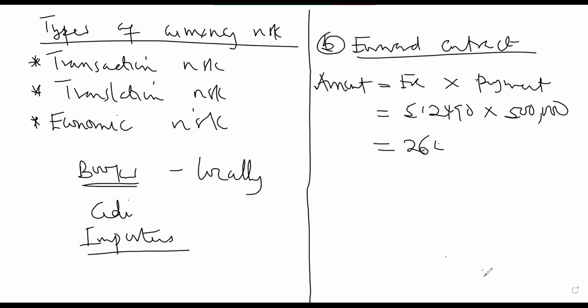2,624,500. So that is the amount that they will be paying under the forward contract. So the forward contract is very simple. Just determine the amount and determine the forward rate. Just multiply or just divide. That is the amount that you'll be paying. So the 500,000, the bank will be selling it to you in 2 months' time at this rate. So what is the cedi amount that you'll be paying for it?